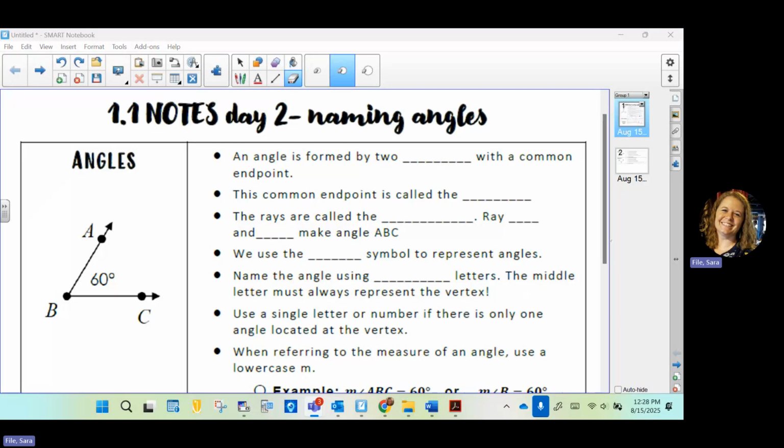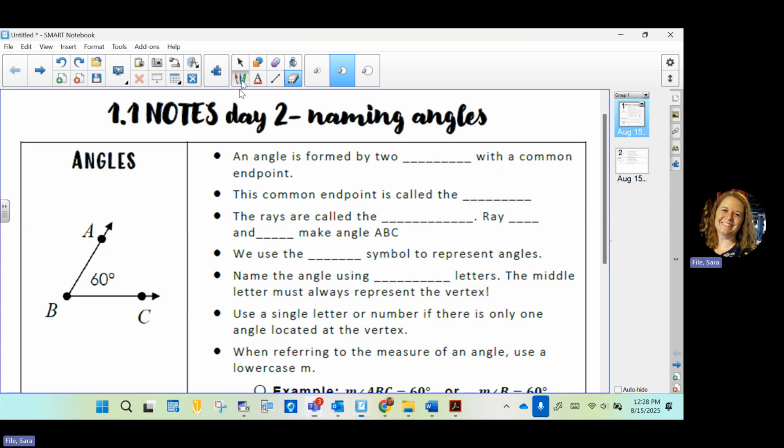Yesterday, we talked about points, lines, and planes. We talked about rays and segments. So now we're going to look at angles today. What forms an angle and how we name angles. There's an image here on the left, and we're just going to go through these bullet points.